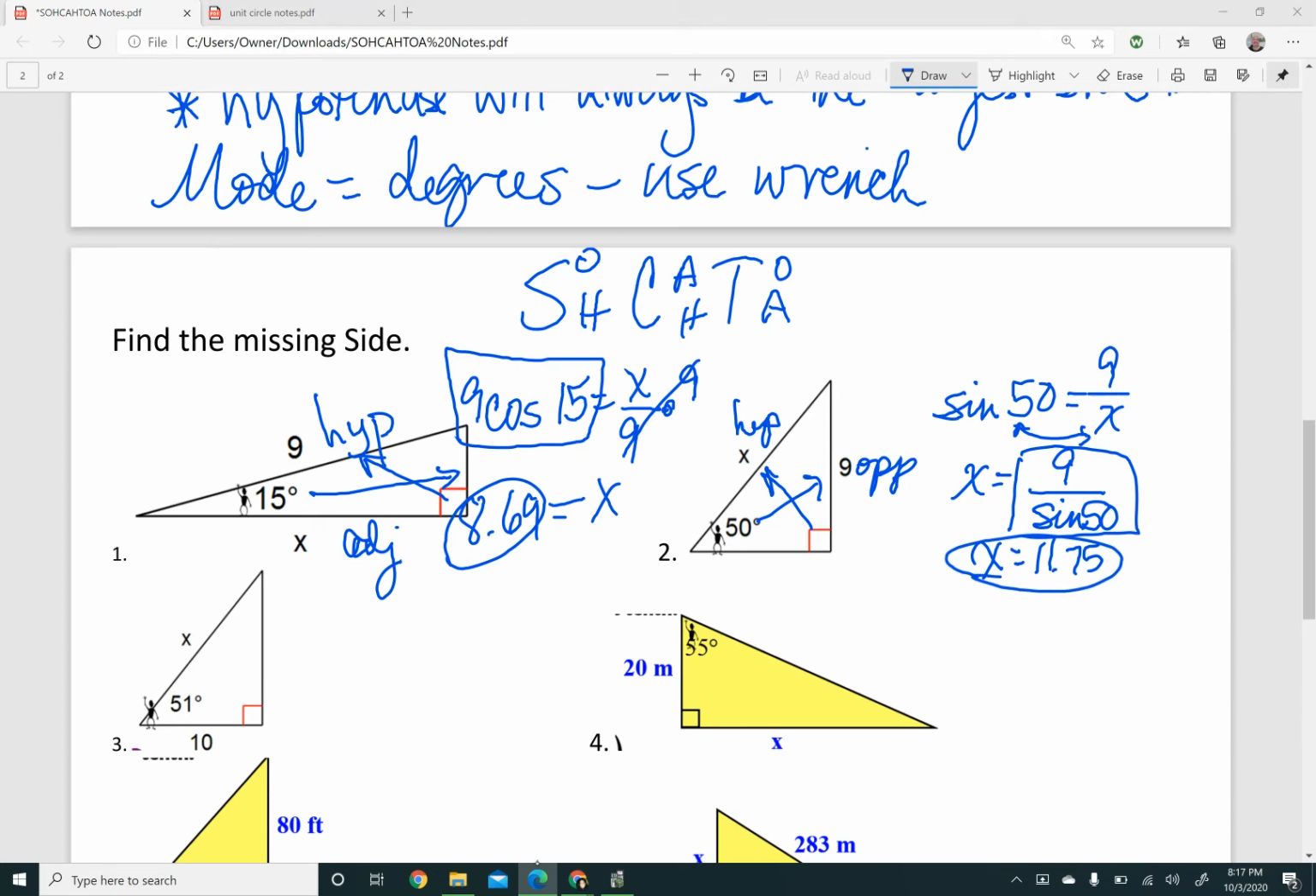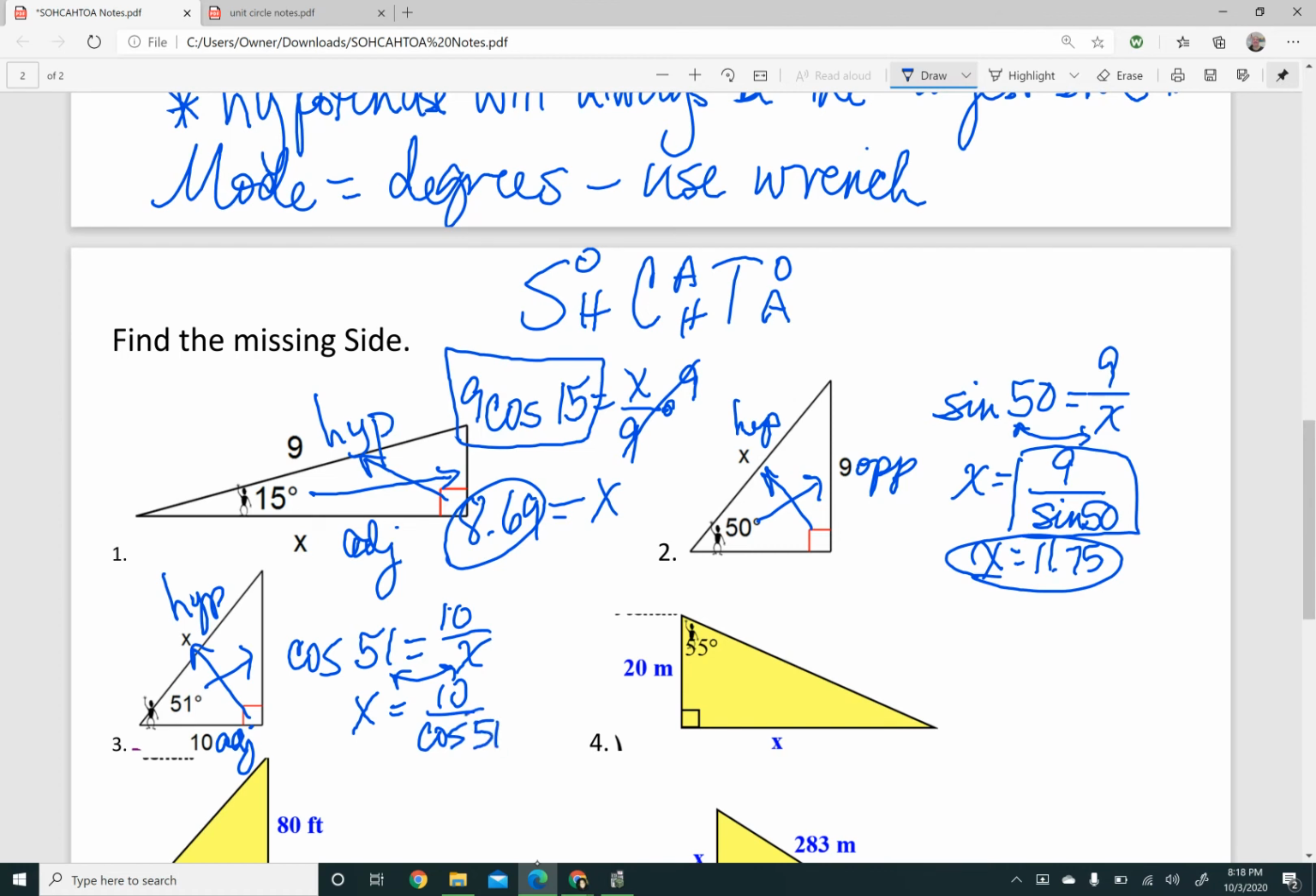All right, so this would be the opposite side, but we don't have that. This is the hypotenuse, so that makes this the adjacent. So again, we have cosine. So we have the cosine of the angle equals the adjacent over the hypotenuse. So again, these are switching places. So we get x equals 10 over the cosine of 51.